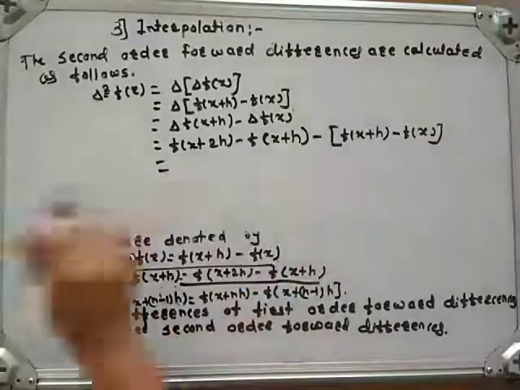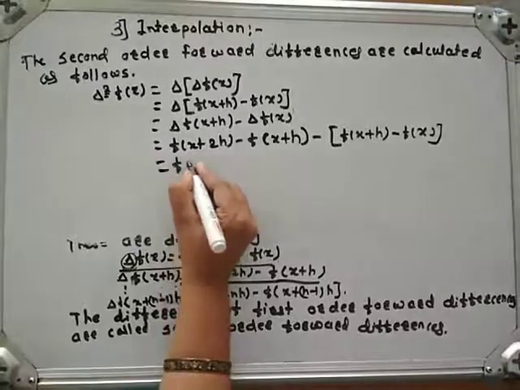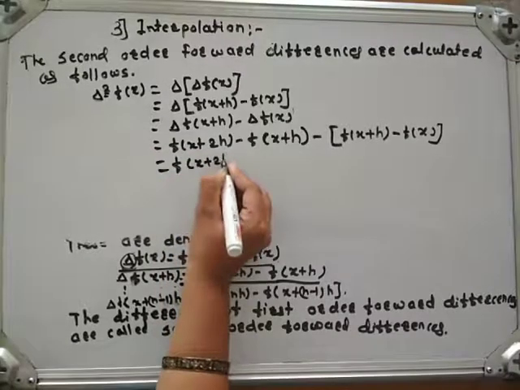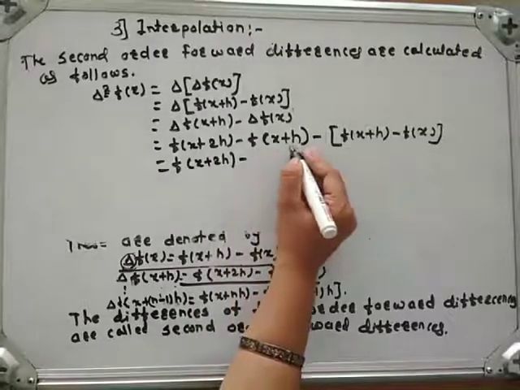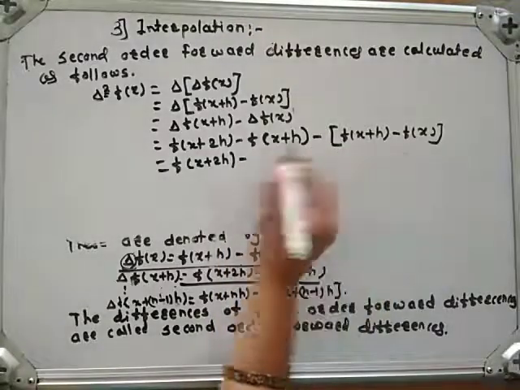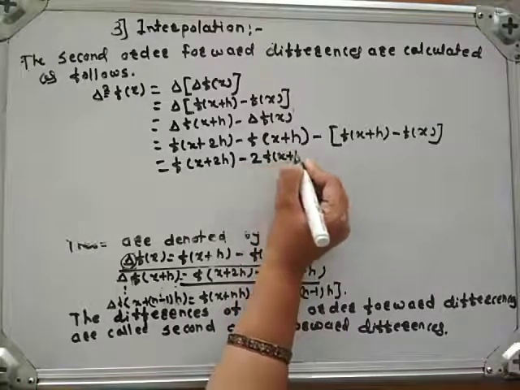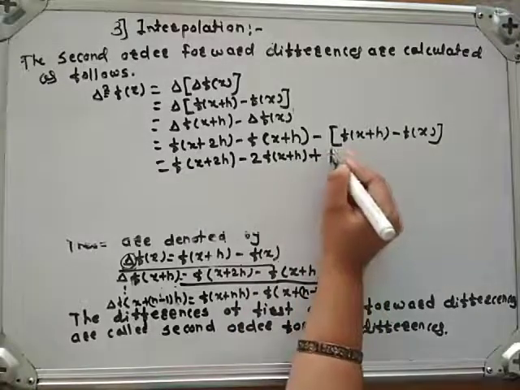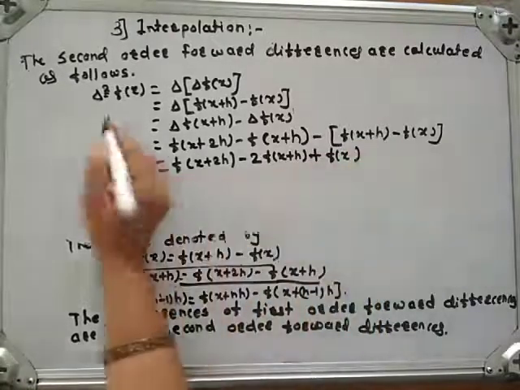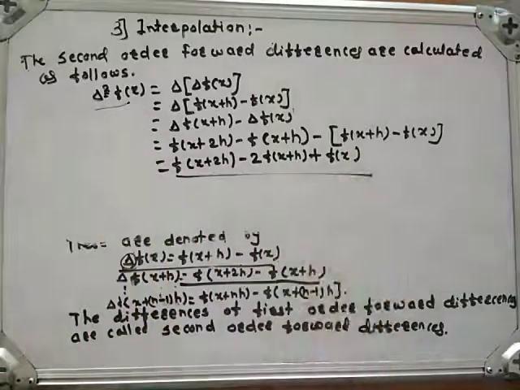Simplify this equation. What do we get? f of x plus 2h minus f of x plus h minus f of x plus h is minus 2 f of x plus h. This minus is plus f of x, means delta square f of x is equal to this term.